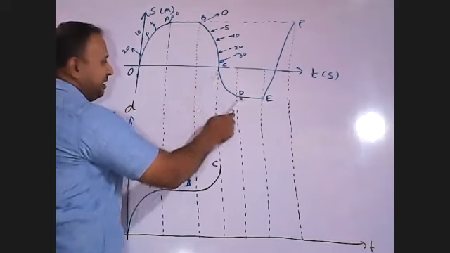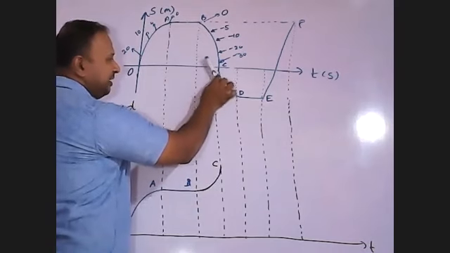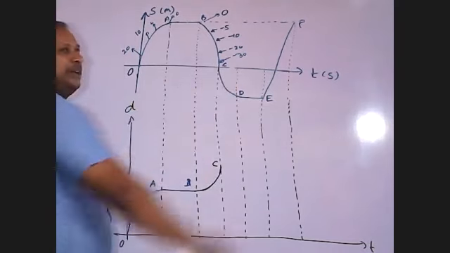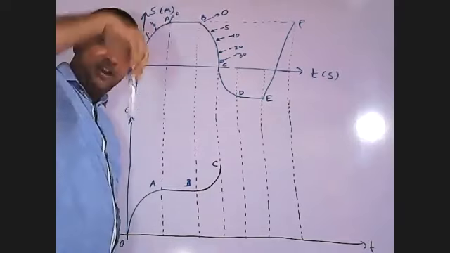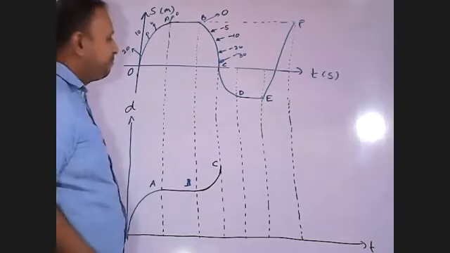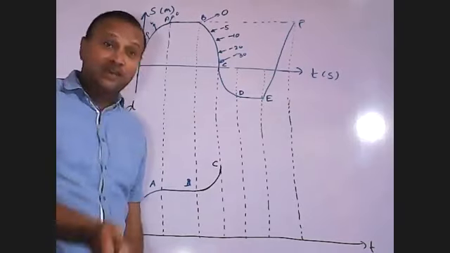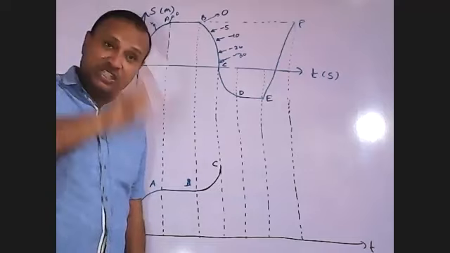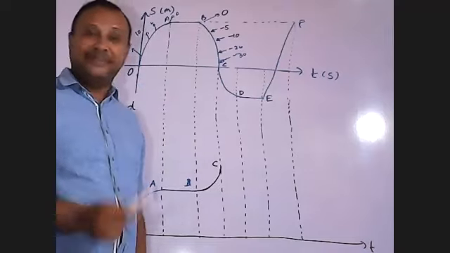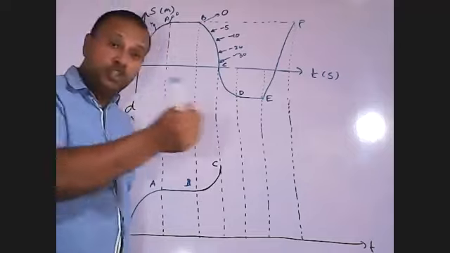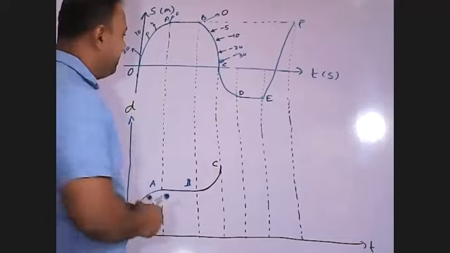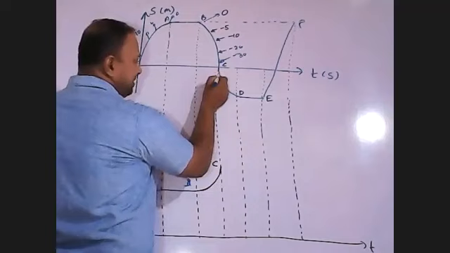Again, from C to D, look at this. This angle is an obtuse angle, therefore the velocity is negative. If velocity is negative, definitely the shape will be changed. Then assign some values to check that. Okay, now you can see this shape.